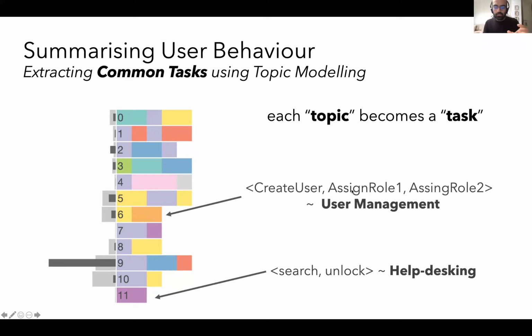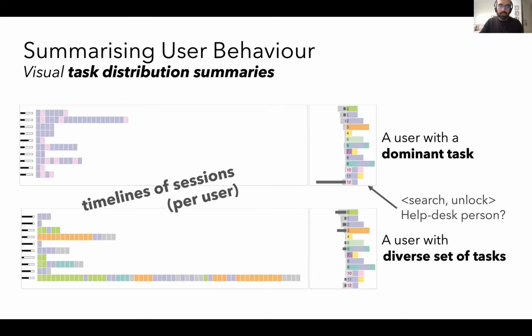But then this group of granular actions, we thought, this looks like a user management task that someone is doing. Whereas number 11 is a combination of search behavior and unlock behavior. They search for an account and unlock the account. So this is like a help desking task. So these combinations of actions become the tasks.